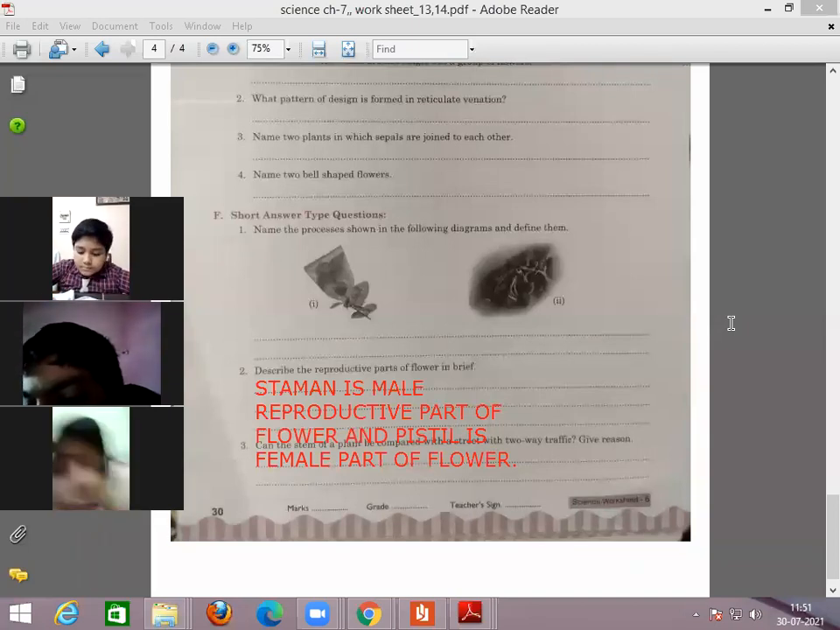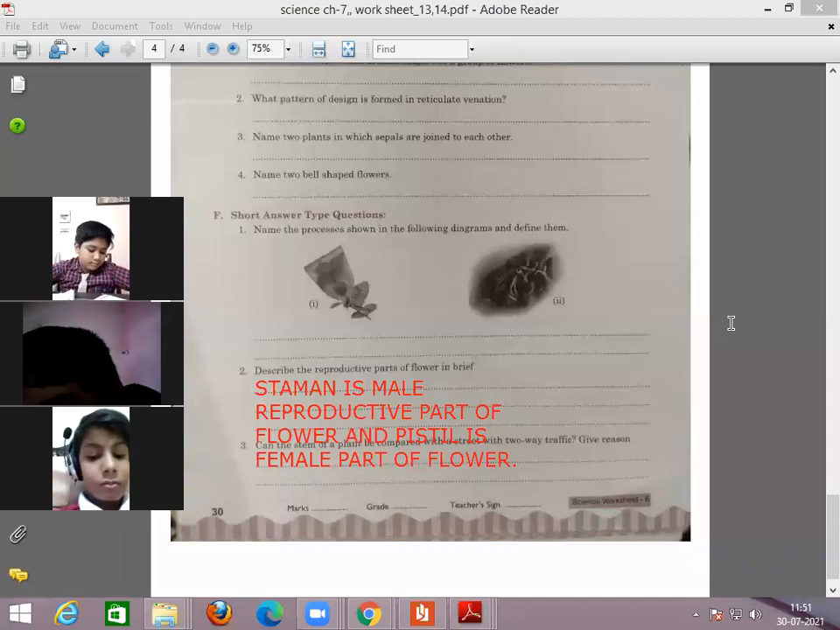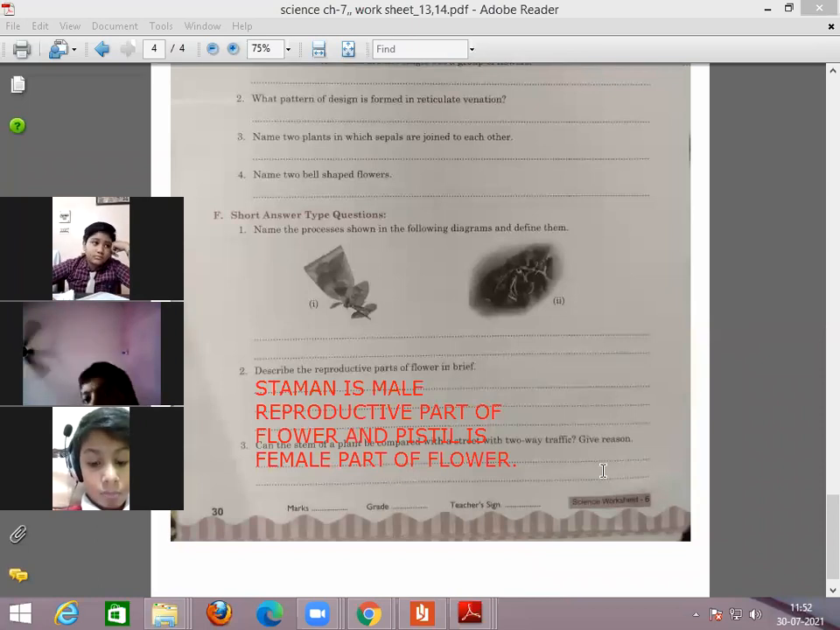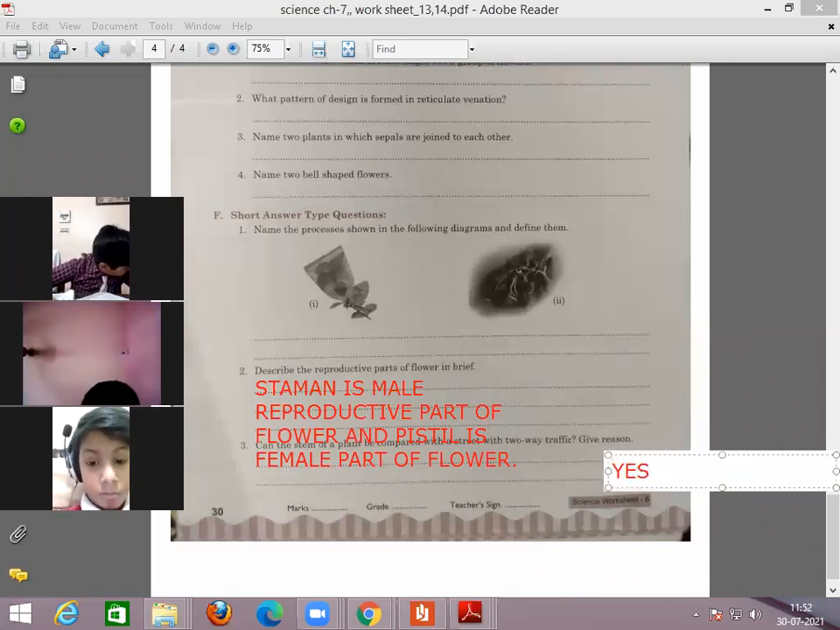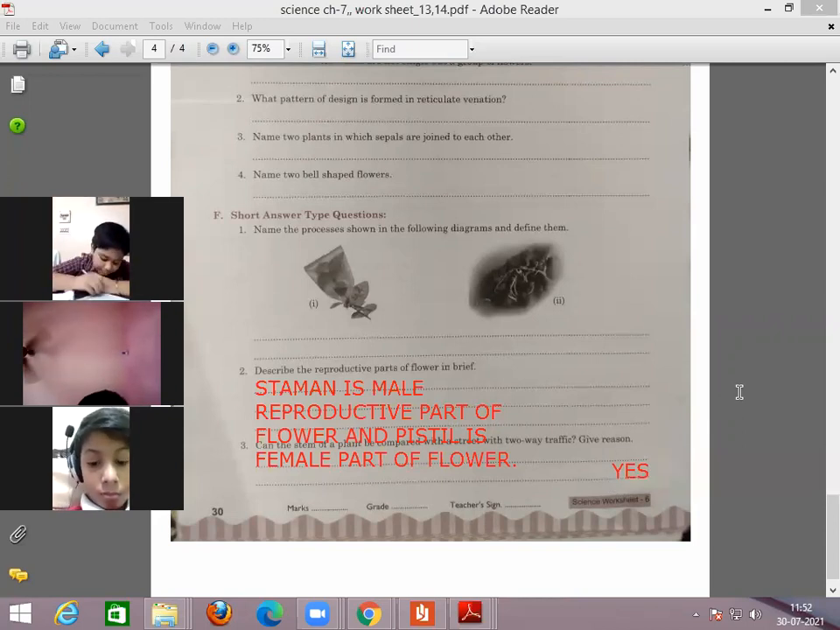Okay. For the next question, can the stem of a plant be compared with the two-way traffic? Yes. So the answer will be yes. But you have to write down an explanation for it. Because from one side, from the base, the water and minerals are transported to the leaves, and on the other side, the food prepared in the leaves is sent to all parts of the plant. So in this way, it can act as a two-way traffic.